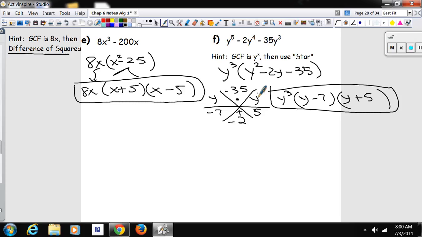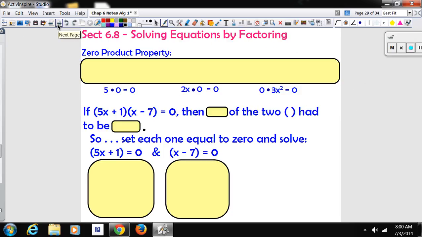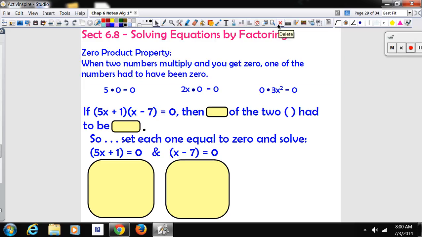Good here? Okay, so 6.8, you've got the zero product property, which basically says when two numbers multiply and you get 0, one of them had to be 0. So if you multiply two numbers together and you get a 0 for your answer, one of them had to be 0 somewhere. So you should write this in that box. That's what goes in the box.